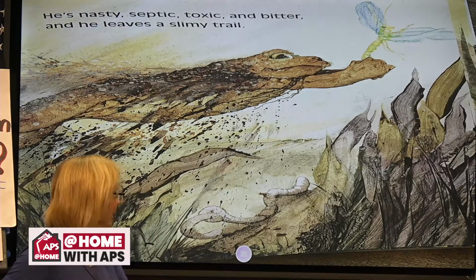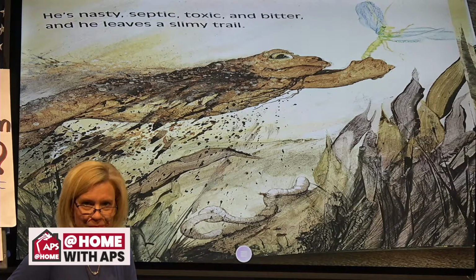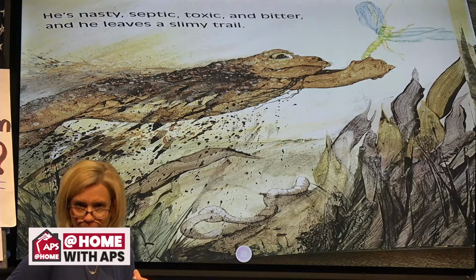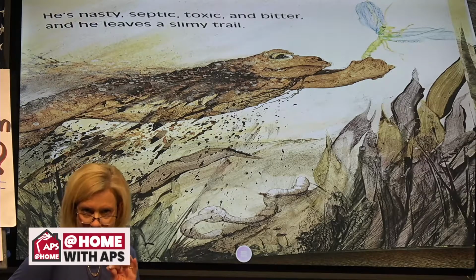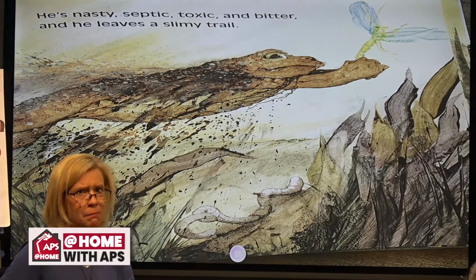So we're going back to Toad now. He's nasty, septic, toxic, and bitter. And he leaves a slimy trail. Lots of adjectives in this, isn't there? Nasty, septic, toxic. Oof, that's a tough word. That means he's no good, right? And bitter. Have you tasted something that's bitter before? Something that doesn't taste very good? You eat it and go, oof, that's not sweet or salty. It's bitter.